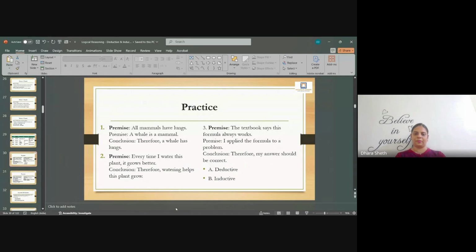Okay. So here, let's practice. Premise 1, all mammals have lungs. Premise 2, a whale is a mammal. Conclusion, therefore a whale has lungs. Now, is this first set of arguments deductive or inductive? If it's deductive, write A. If it's inductive, write B.